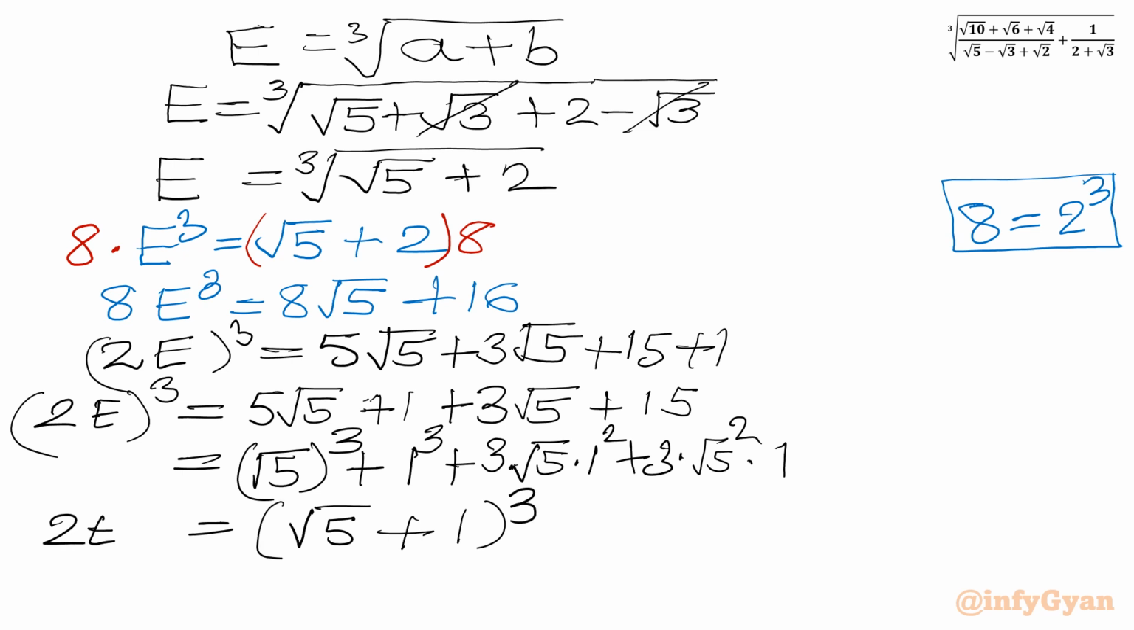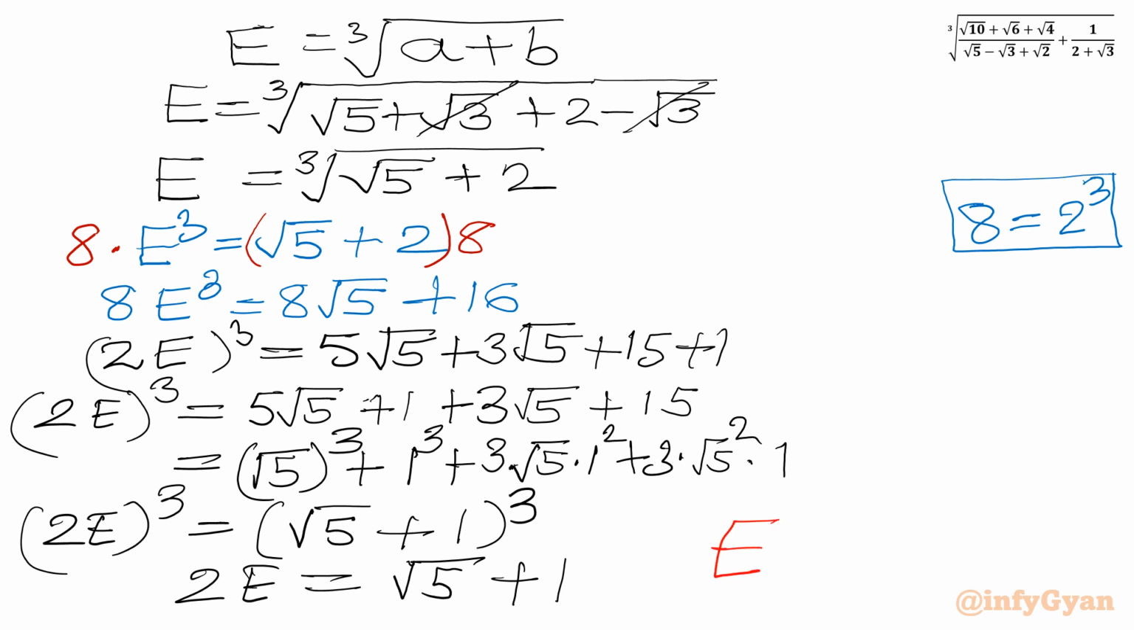This is equal to 2E whole cube. For real E, if I take the cube root on both sides, we will get 2E equal to root 5 plus 1. And once I divide both sides by 2, we will get our final answer for the expression: root 5 plus 1 over 2.